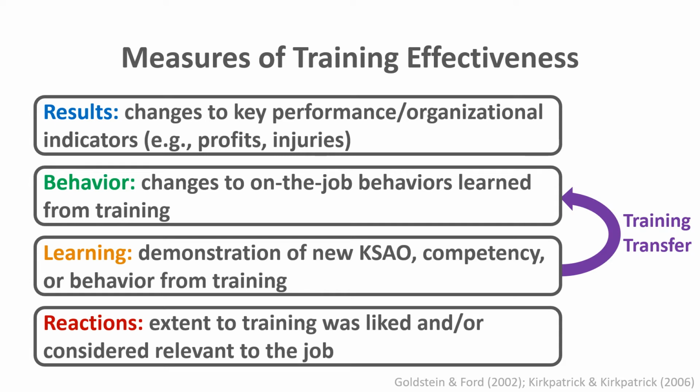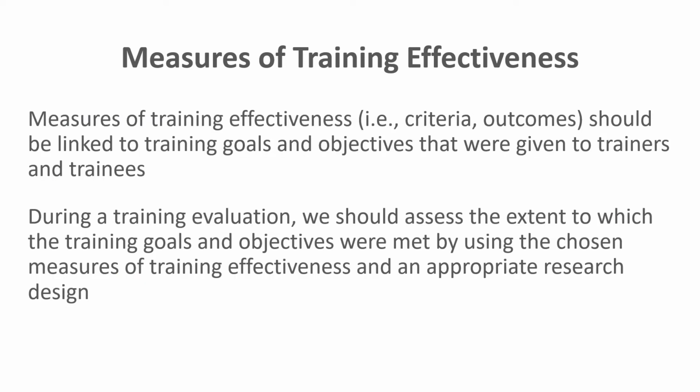In terms of measures of training effectiveness, they should really be linked to the training goals and objectives that were given to the trainers and trainees prior to the training program, as well as what they were reminded of throughout the training program. If you wrote very clear training goals and objectives, then it usually becomes a little more straightforward to decide which measures of training effectiveness you're actually going to select.